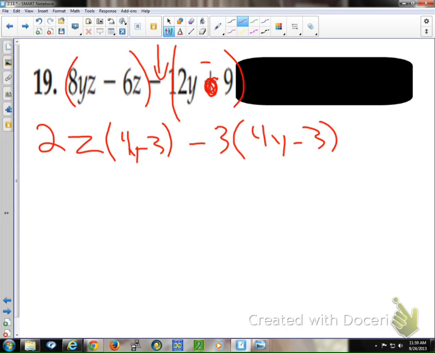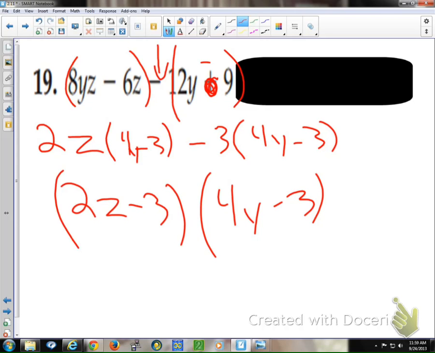Okay. Now, how many 4y minus 3's do I have? 2. I have this many, and I have that many. So I have 2z minus 3, 4y minus 3's.